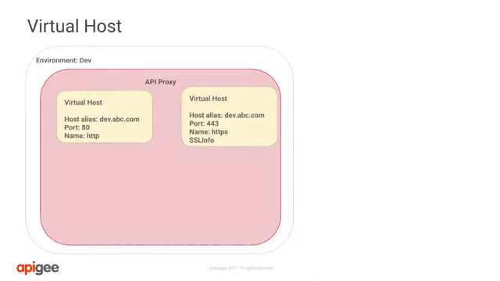A virtual host lets you host multiple domain names on a single server or group of servers. By defining virtual host, you can handle requests to multiple domains. A virtual host on Apigee Edge defines a protocol like HTTP or HTTPS along with a port and a host alias. The host alias is typically a DNS domain name.